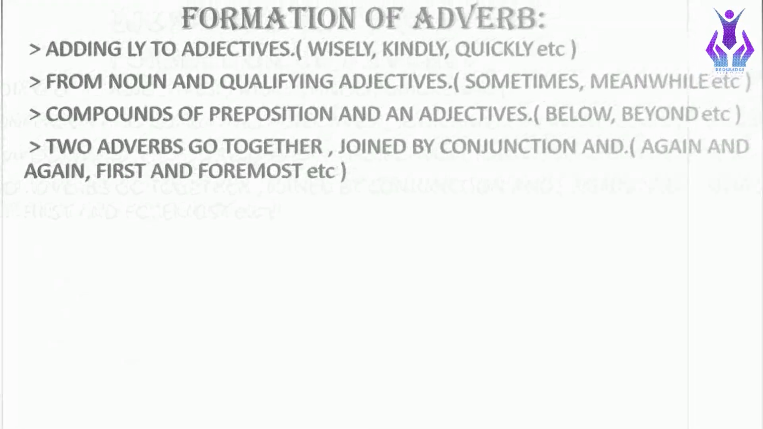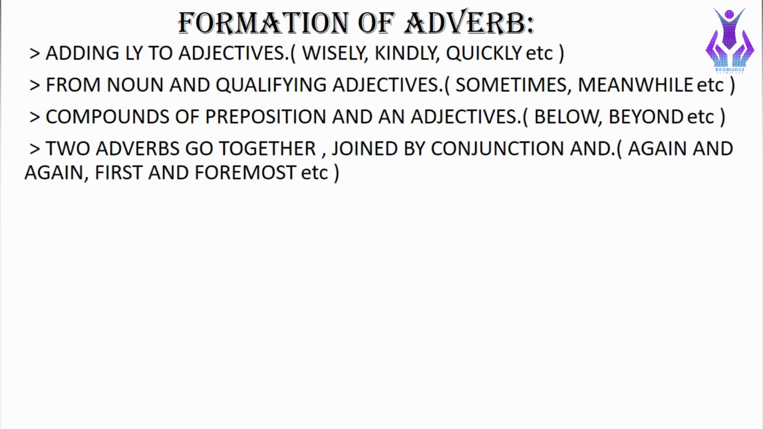Now moving to formation of adverbs. Adverbs are formed in various ways. Mostly adverbs end with the letters ly. Most adverbs are formed by adding ly to adjectives. For example, the adjective wise, and we add ly to it, so it becomes wisely and it becomes an adverb. The next is kind, we add ly to it and it becomes kindly. The next is quick, when we add ly to it, it becomes quickly, an adverb.